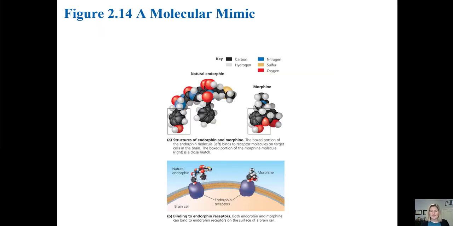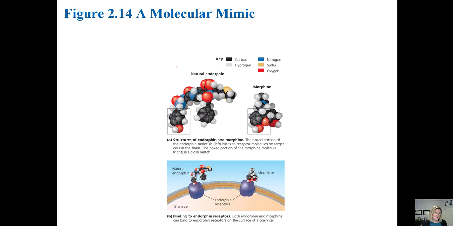So the reason why I bring up shape and structure is because biological molecules can mimic one another. Biological molecules may bind temporarily to each other through weak interactions if their shapes complement each other. So molecules with similar shapes probably have similar biological effects. So they can be what we call a molecular mimic. Here's an example of a molecular mimic.